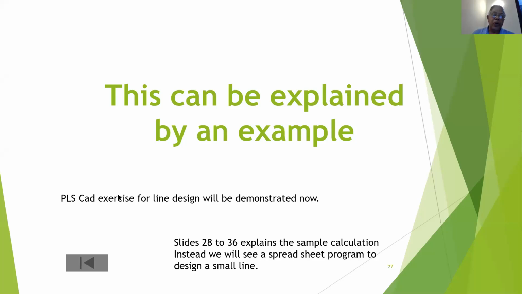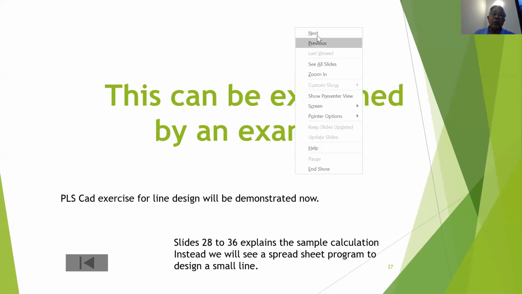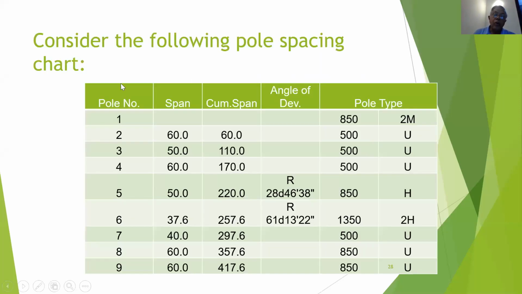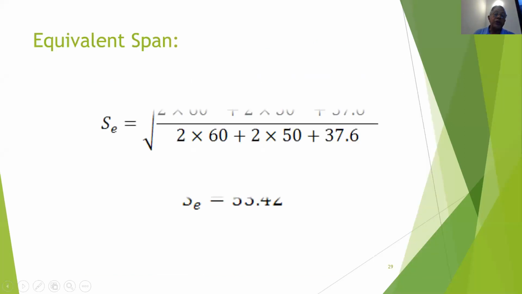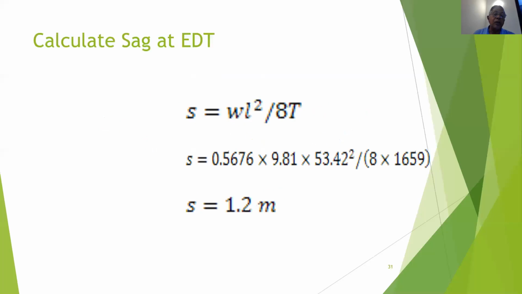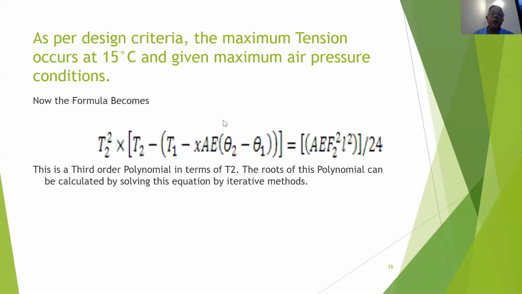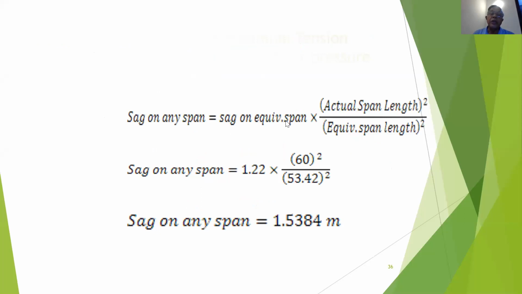So slides 28 to 36 explain the sample calculation, which I have now explained already. And we will see the spreadsheet program. We have already seen the spreadsheet program. Now we'll skip all these calculations done manually. So this is the last equation we have used in the spreadsheet, sag on equivalent span.